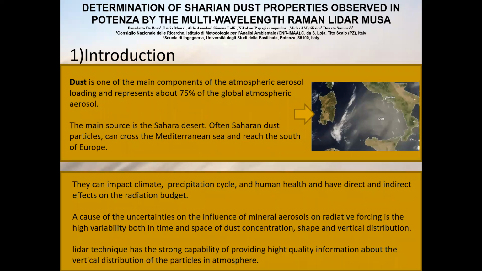They can impact climate, the precipitation cycle, and human health, and have direct and indirect effects on the radiation budget. A cause of the uncertainty of the influence of the mineral aerosols on radiative forcing is the high variability, both in time and space, of dust concentration, shape, and vertical distribution. LiDAR technique has a strong capability of providing high-quality information about the vertical distribution of the particles in the atmosphere.